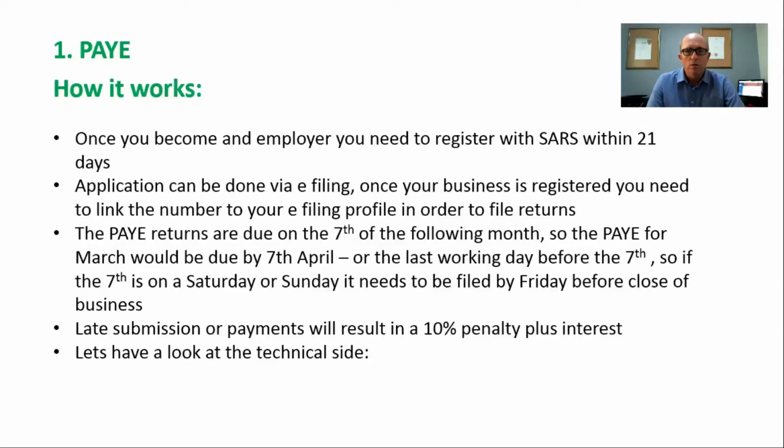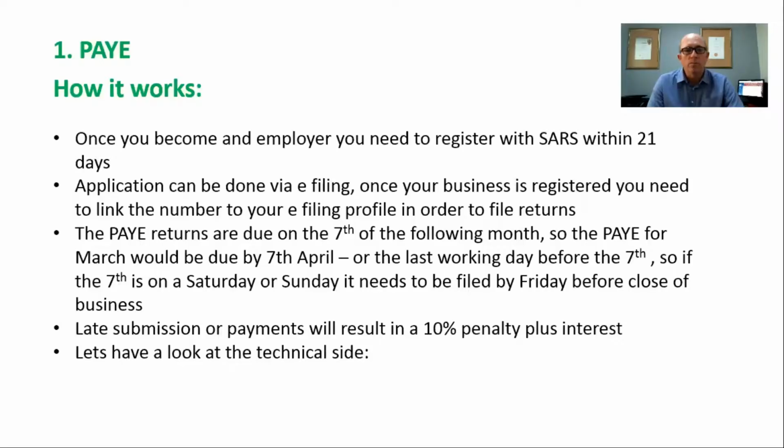So once your business is registered, you need to link the number to your e-filing profile in order to file the return. What would normally happen is, as soon as you register the company, the next step after that is to register on e-filing, because that is a platform that you use to do all your tax work on. And then once you've got the business registered on e-filing, one of the things you can do there is to apply for that pay as you earn number. So that is the place where you'll do the application.